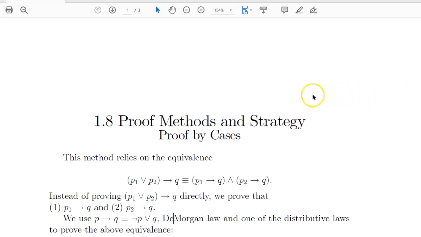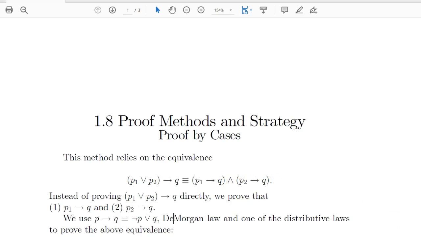Proof method and strategy. Proof by cases. This method relies on the equivalence: P1 or P2 implies Q is equivalent to if P1 then Q, and if P2 then Q.